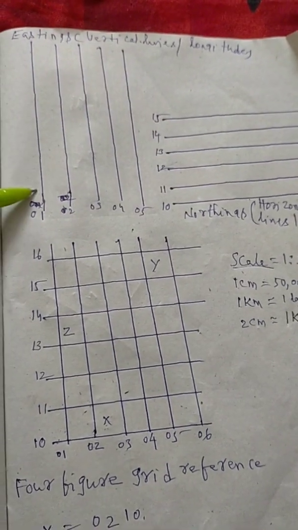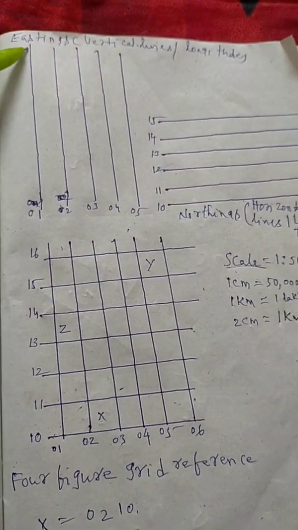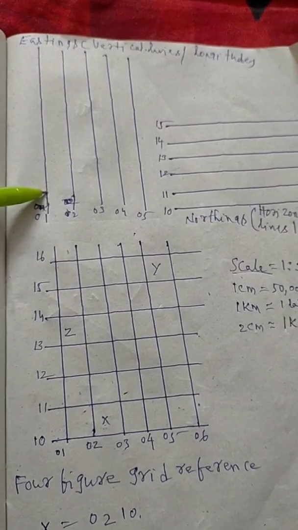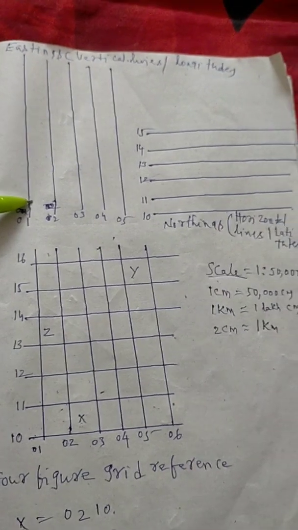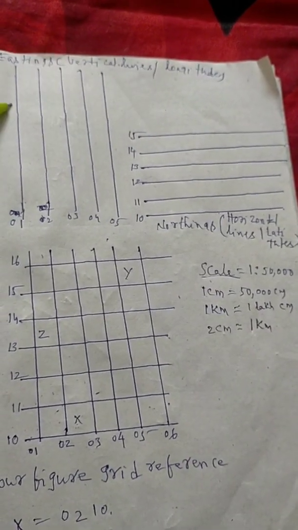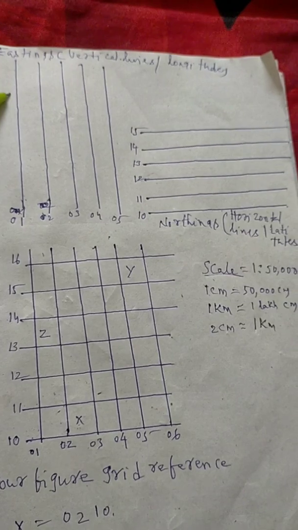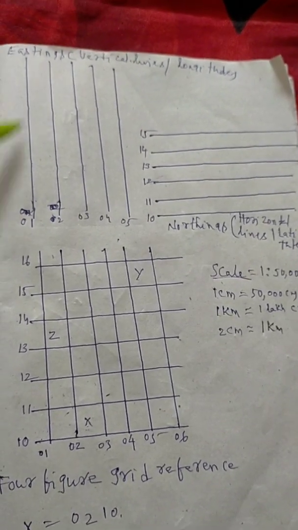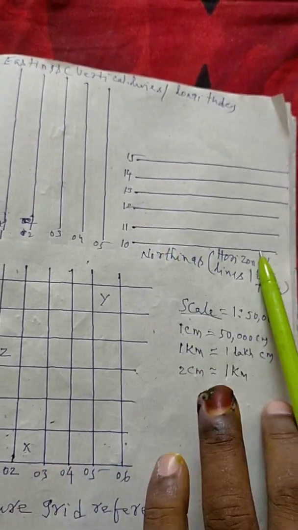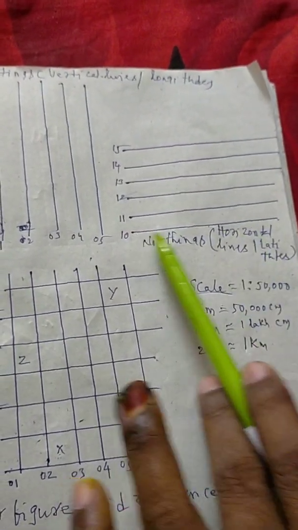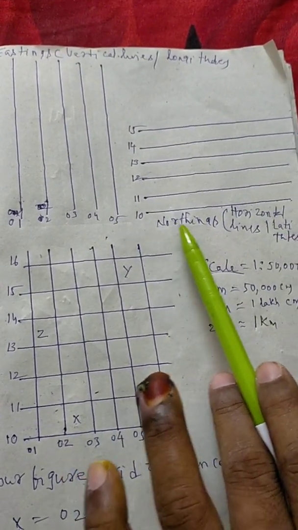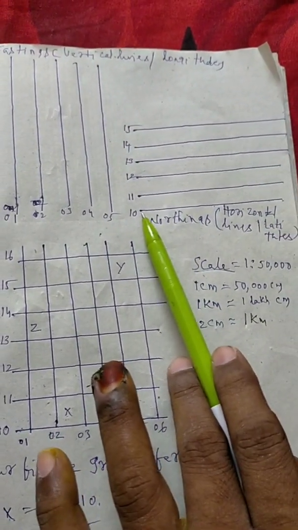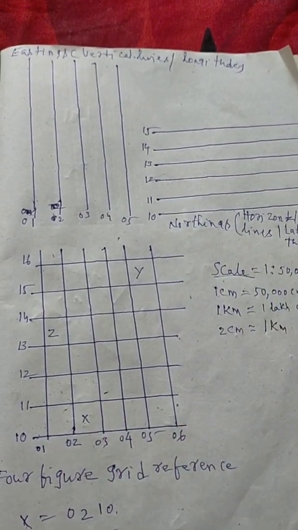Look at these lines. Longitudes are vertical lines. These lines are called eastings in the topo sheet, whereas horizontal lines are latitudes. These are called northings in the topo sheet.